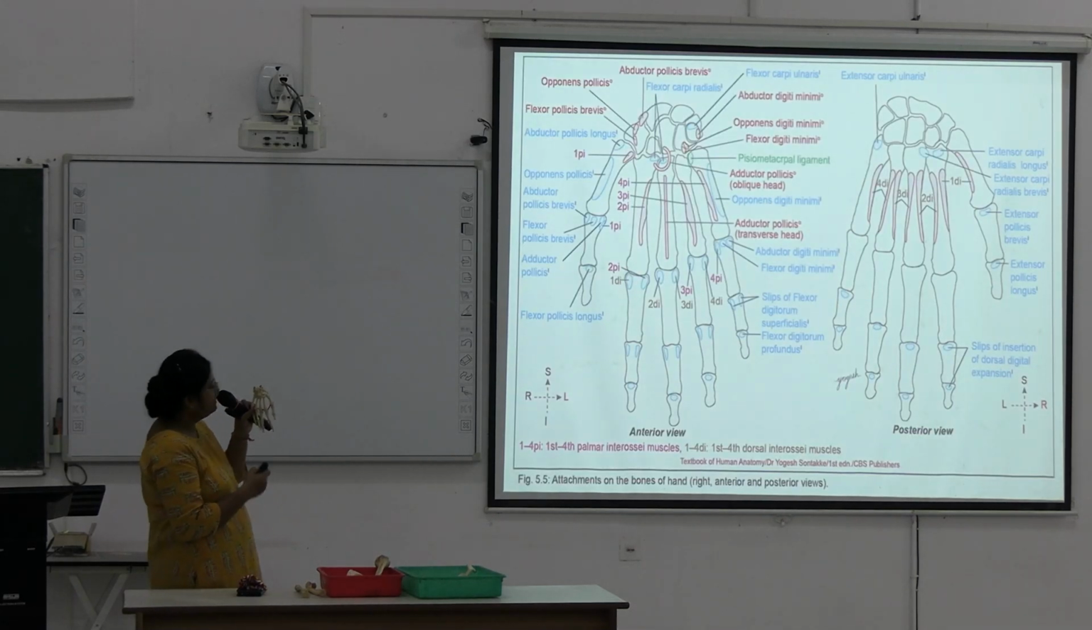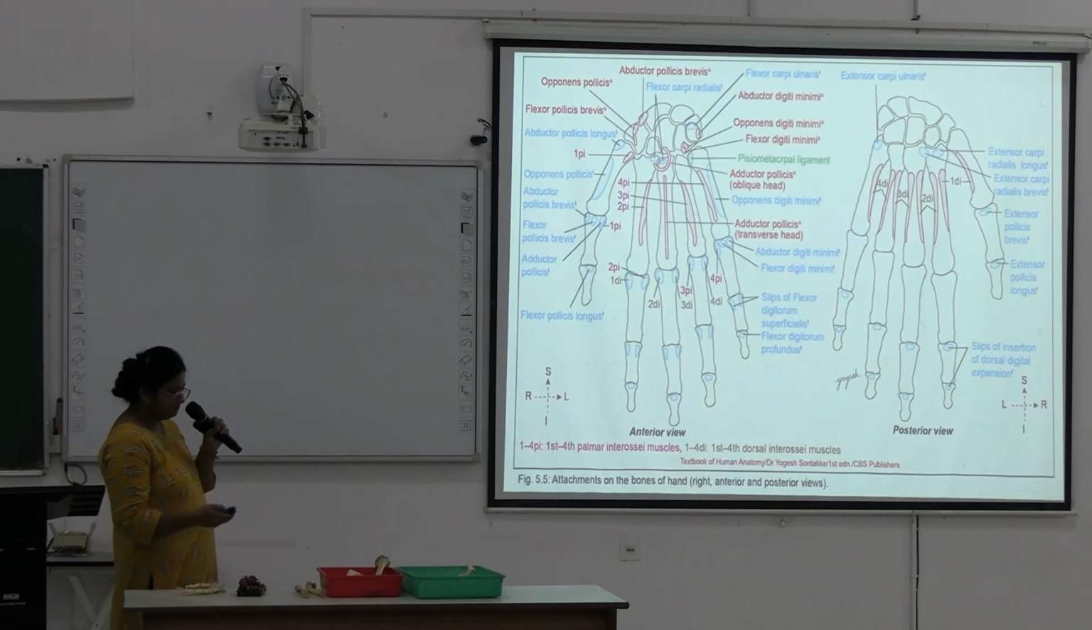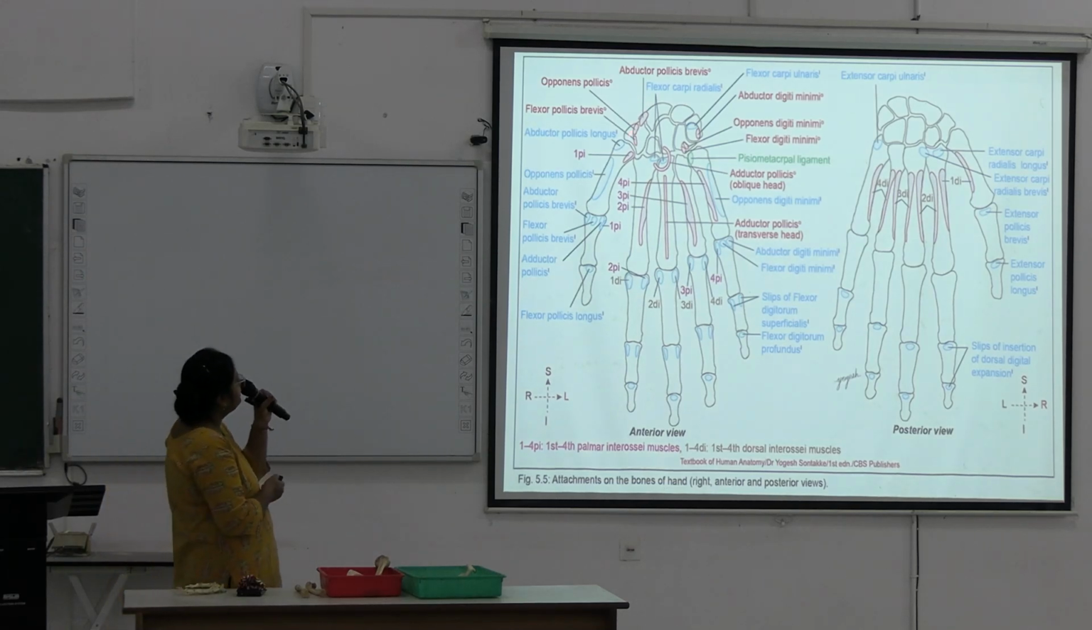See the different muscle attachments. Here, see scaphoid, lunate, triquetral, pisiform, trapezium, trapezoid, capitate, hamate. These are the carpal bones. These are the metacarpals: first, second, third, fourth, fifth metacarpals. This is the proximal phalanx, distal phalanx; proximal, middle and distal phalanx. Here also proximal, middle and distal phalanx.